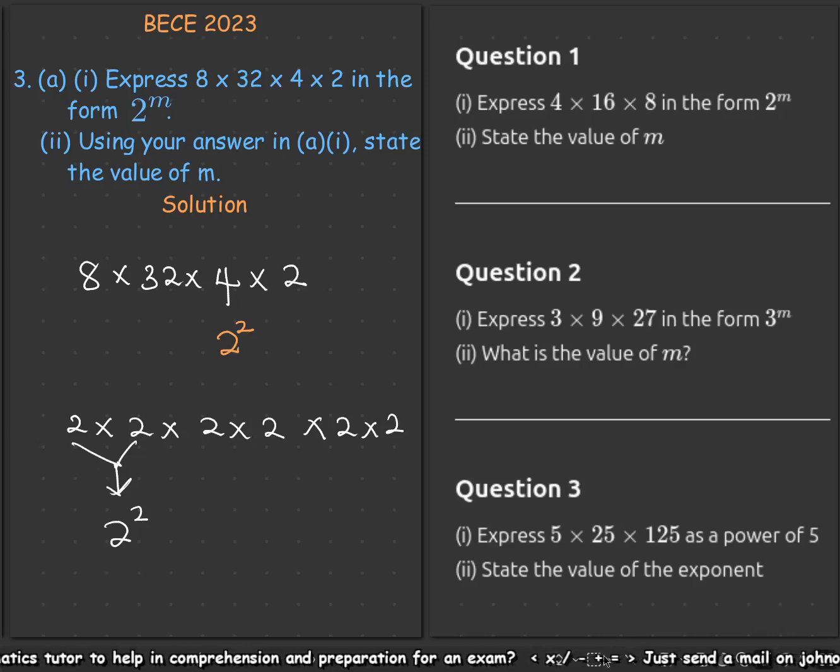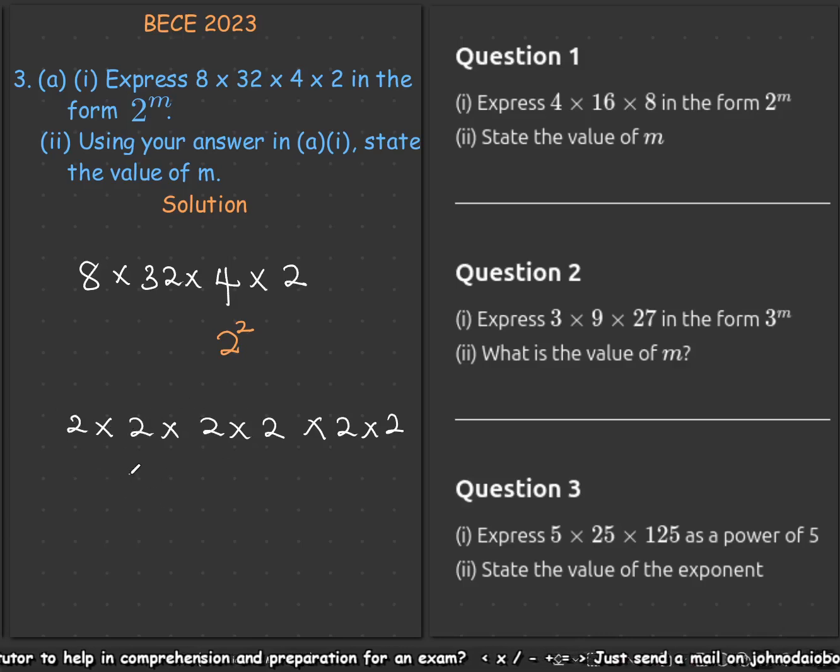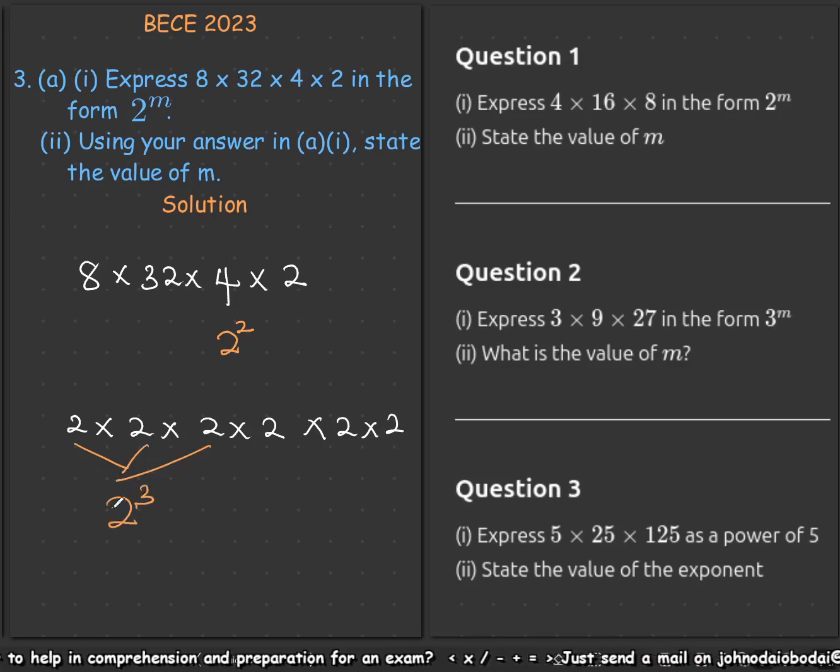Now, what if 2 multiplies itself thrice? That is 2 times 2 times 2. So if 2 multiplies itself 3 times, we get 2 raised to the power 3. And 2 times 2 times 2 is what? 8. So instead of this 8 here, we are going to rewrite it as what? 2 raised to the power 3. So you see how we write index notations?